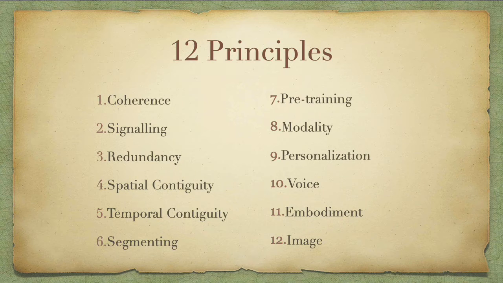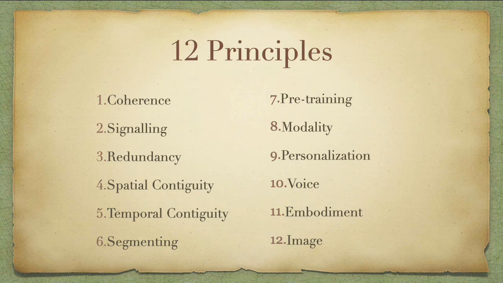Number 7 is pre-training. People learn better from a multimedia lesson when they know the names and characteristics of the main concepts. This might consist of a guide or glossary that students encounter before the video, or a contextual statement that outlines the purpose and learning objectives of the video.